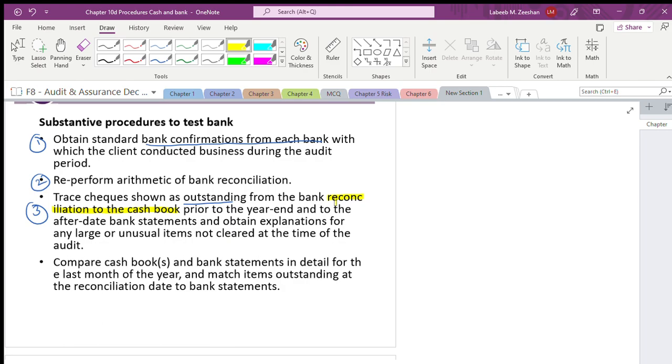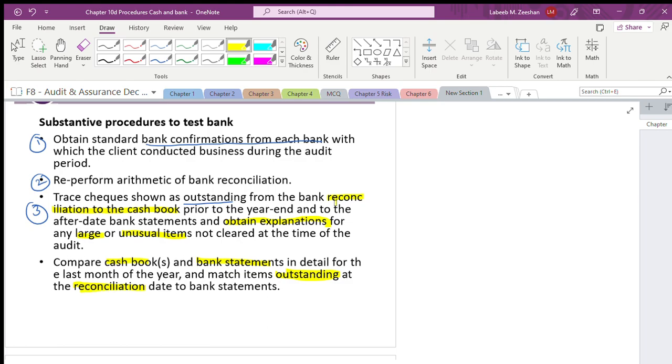Why do we do the reconciliation? We do it to obtain explanations for any large or unusual items. This is the most sensitive one. Compare the cash book with the bank statements in detail for the last month of the year and match the outstanding items. We are doing the reconciliation.